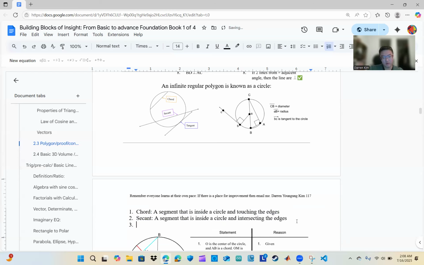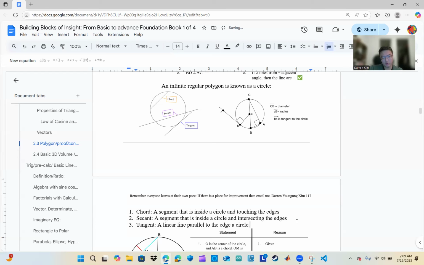And then tangent is a linear line parallel to the edge of a circle.